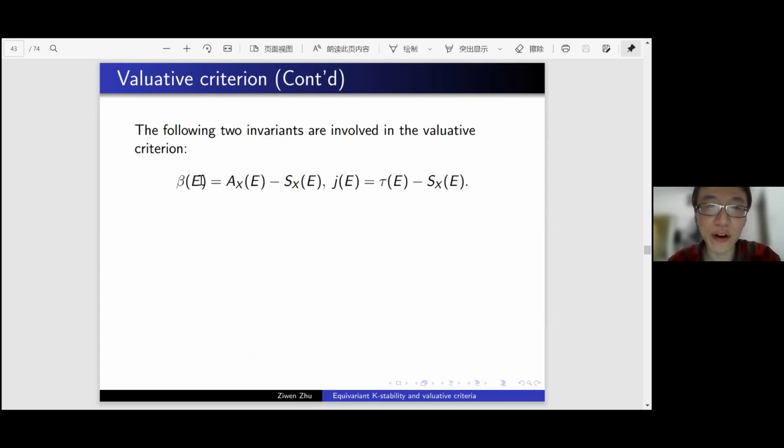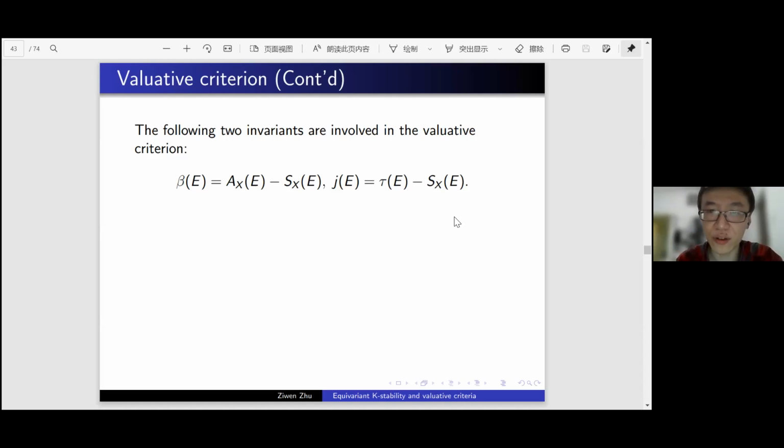Okay, then we can define the invariants which are considered in the valuative criterion. We have the beta invariant of E. For each prime divisor E over X, we can define beta of E, which is A of E, the log discrepancy, minus S of E. Okay, so this is the beta invariant, and we also have the J invariant, J of E equal to tau of E minus S of E.